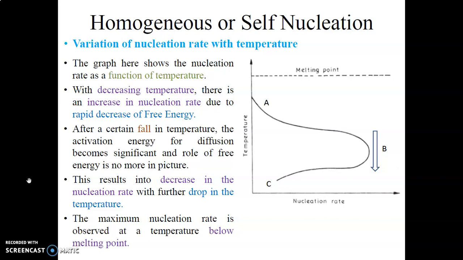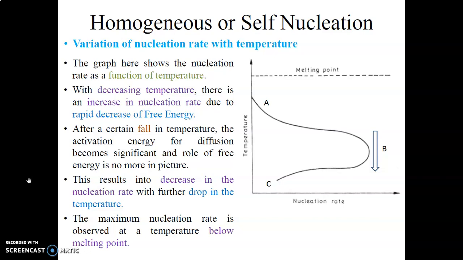After a certain fall in temperature, the activation energy for diffusion becomes significant. The role of free energy is no more in the picture. So at the B point, you can see after this, it will be stable for some time because they don't have the free energy. This results in a decrease in the nucleation rate with further drop in the temperature. Again, it goes in the reverse direction.